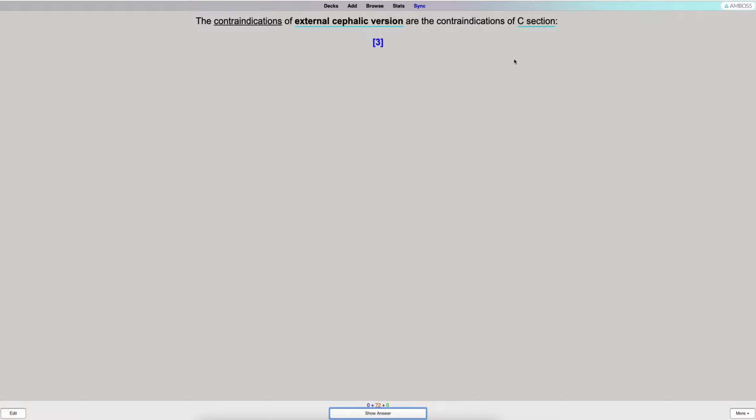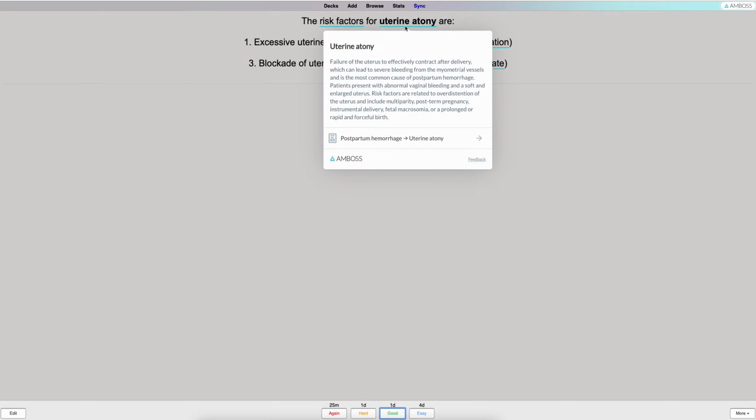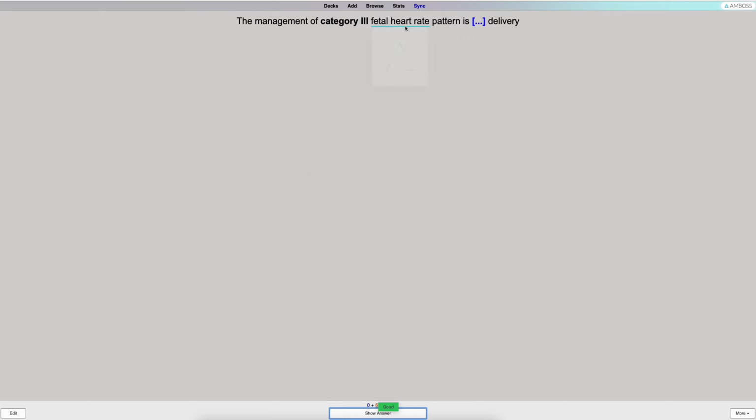Placenta previa, as well as myomectomy, vaginal lesions, genital tract lesions. Risk factors for uterine atony are prolonged labor. Uterine atony is failure of the uterus to contract.